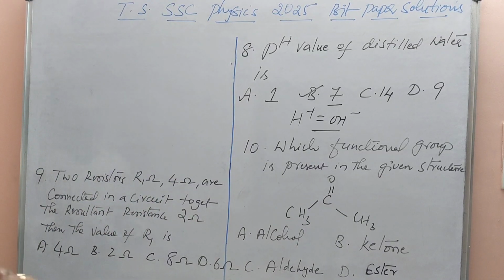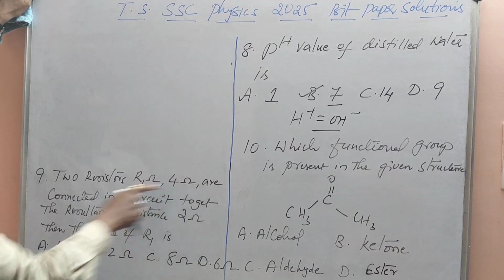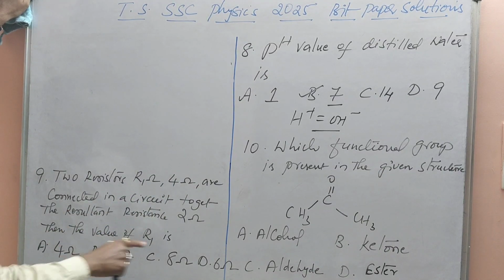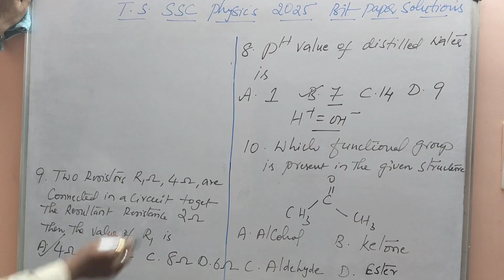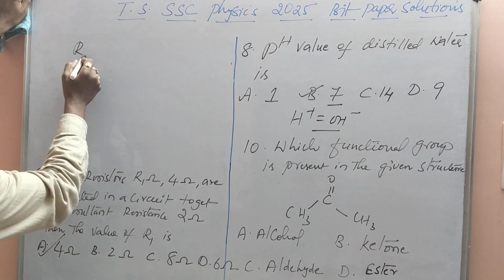Very simple. Two resistors, R1 ohm and 4 ohm, are connected in a circuit to get a resultant resistance of 2 ohm. Then the value of R1 is, I will tell you the answer. That is, the R1 value is 4. Sir, how is it, sir? He has given the equivalent resistance. If you take both the combinations and write them, then you will understand.